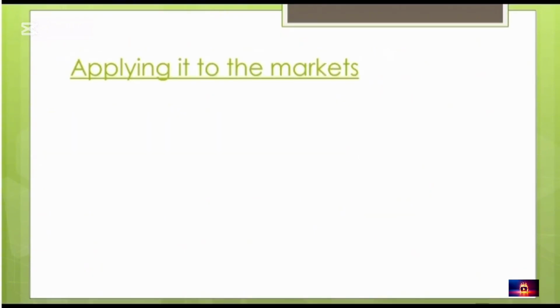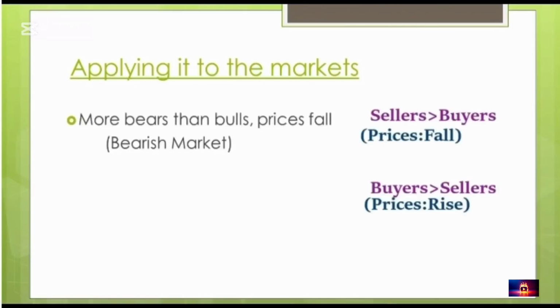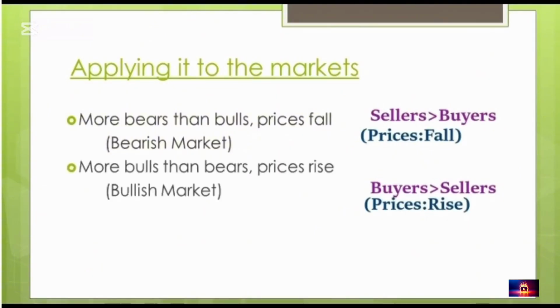The concept of supply and demand is also applied to the markets. When there are more sellers than buyers, or when we say there are more bears than bulls, the stock prices will fall. And we call this a bearish market. When there are more buyers than sellers, or when there are more bulls than bears, the stock prices will rise. And we call this a bullish market.